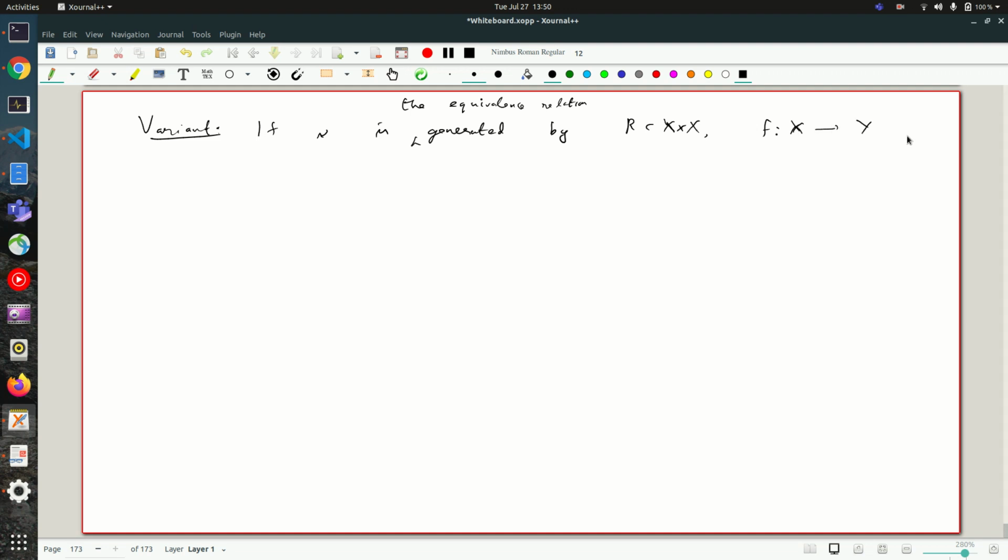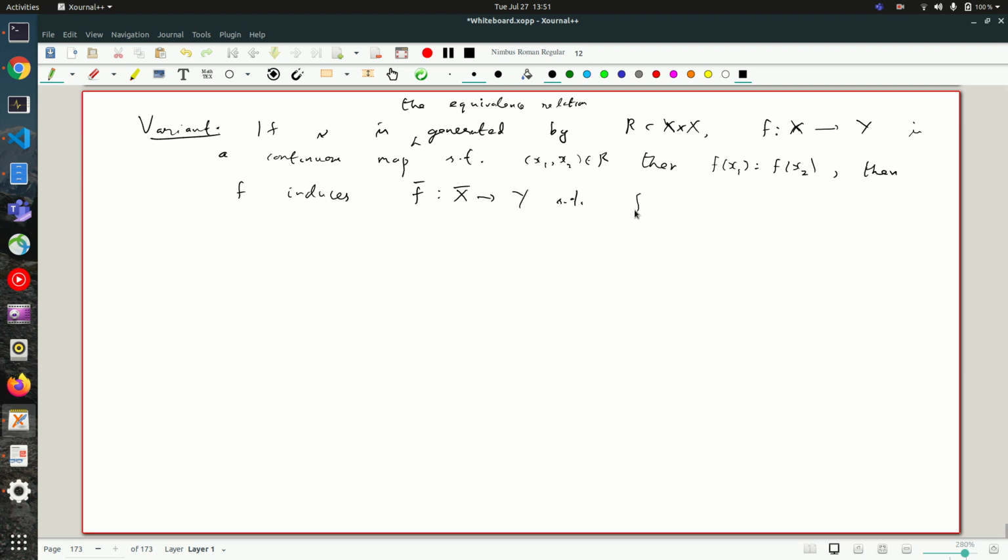And f maps X to Y is a continuous map. So we have such a continuous map such that if I have any pair x1, x2 in R which are related, then f of x1 equals f of x2. So we'll see an example. Sometimes there's a much smaller number of things for which we have to check that f of x1 equals f of x2. Then f induces f bar from X bar to Y such that f bar composed with q gives f itself.